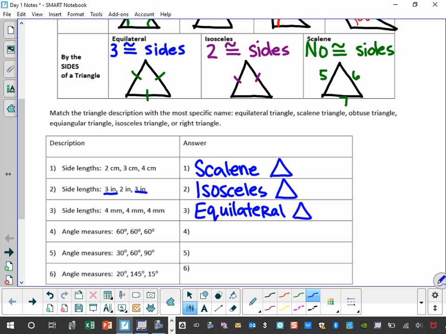Technically 12:16. All right, number 4, your angle measures. So now we're looking at the ones with angles. Your angle measures are 60 degrees, 60 degrees, and 60 degrees. Well, okay, but what's the better answer? They're all the same angles. Equilateral. No, not equilateral, but equiangular.